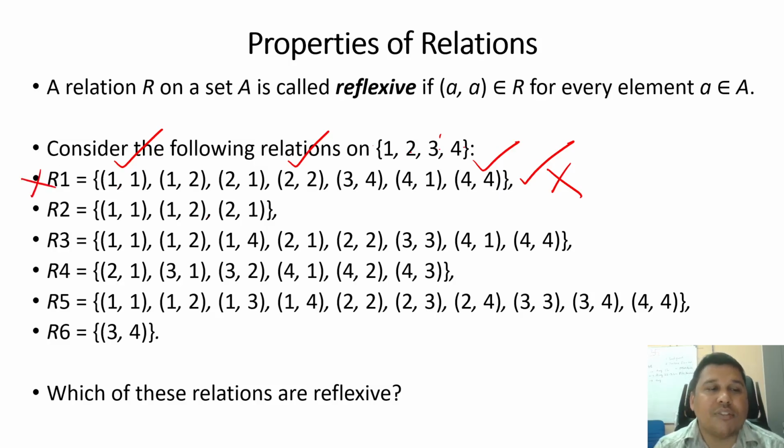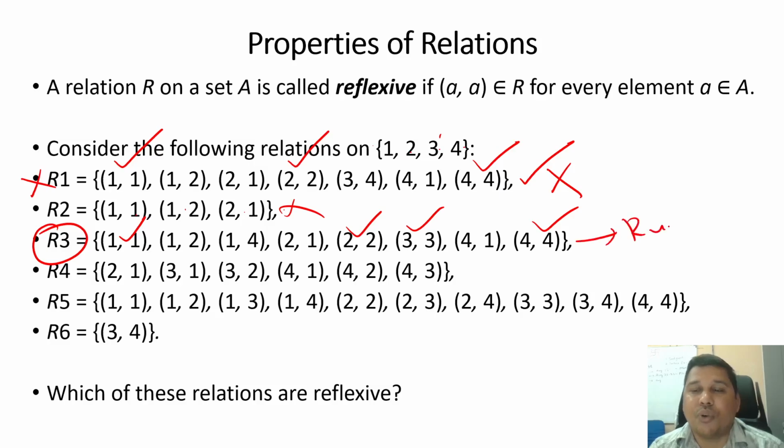R1 is not reflexive. Second one, you see, I have only 1, 1, 1, 2, 2, 1. 3, 4 is missing. So this is not. If you take R5, let's jump into R5 or R3, let us take. We have 1, 1, 2, 2, 3, 3 and 4, 4. Therefore, R4 is reflexive. R4 is a reflexive relation.